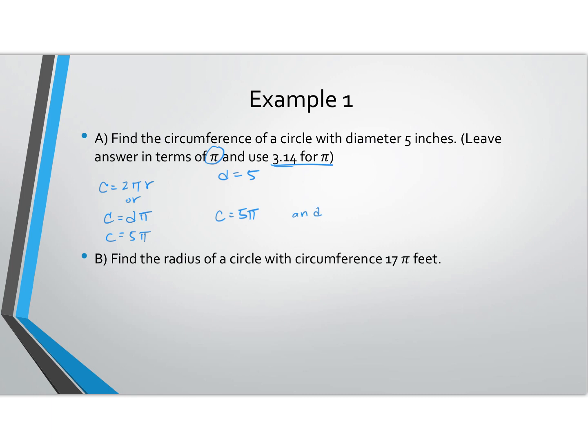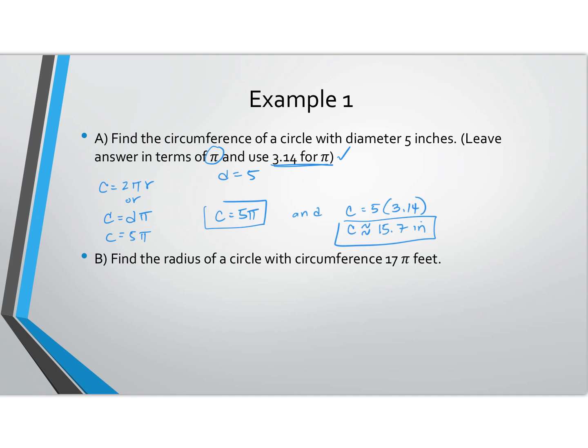And if they want the second value for it, it's going to be c equals 5 times 3.14 for pi. Now it's important that it tells you what to use for pi, because again, you could leave your answer with pi. You could use 3.14, which means the answer is approximately 15.7 inches. That would be my circumference. Or I might actually use pi in my calculator, which would give me a different answer.